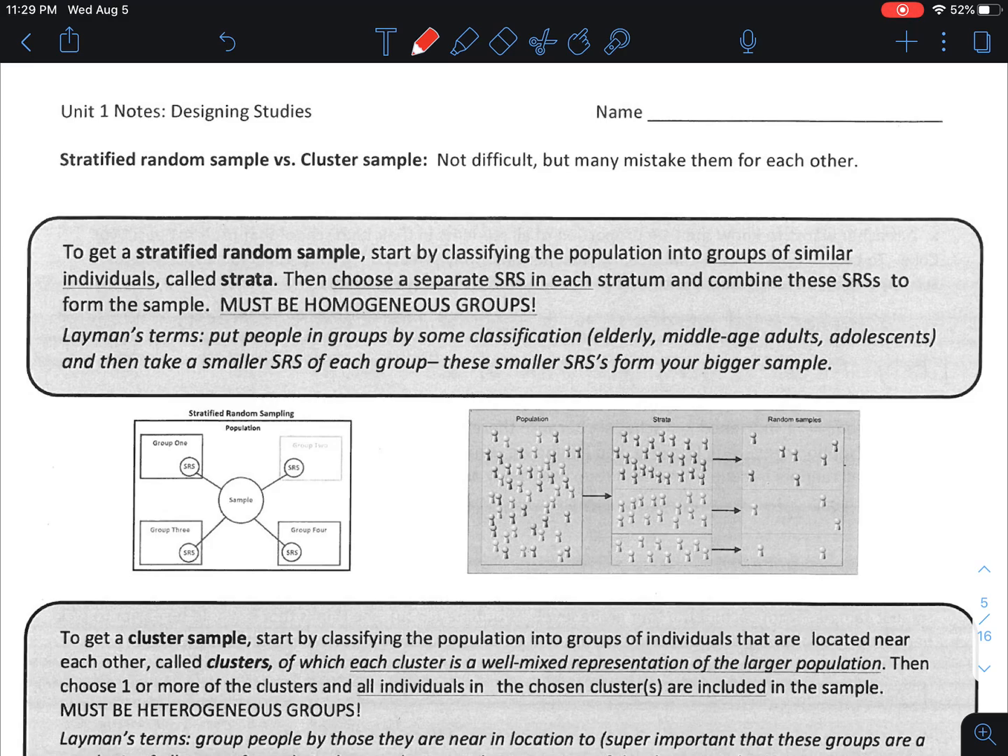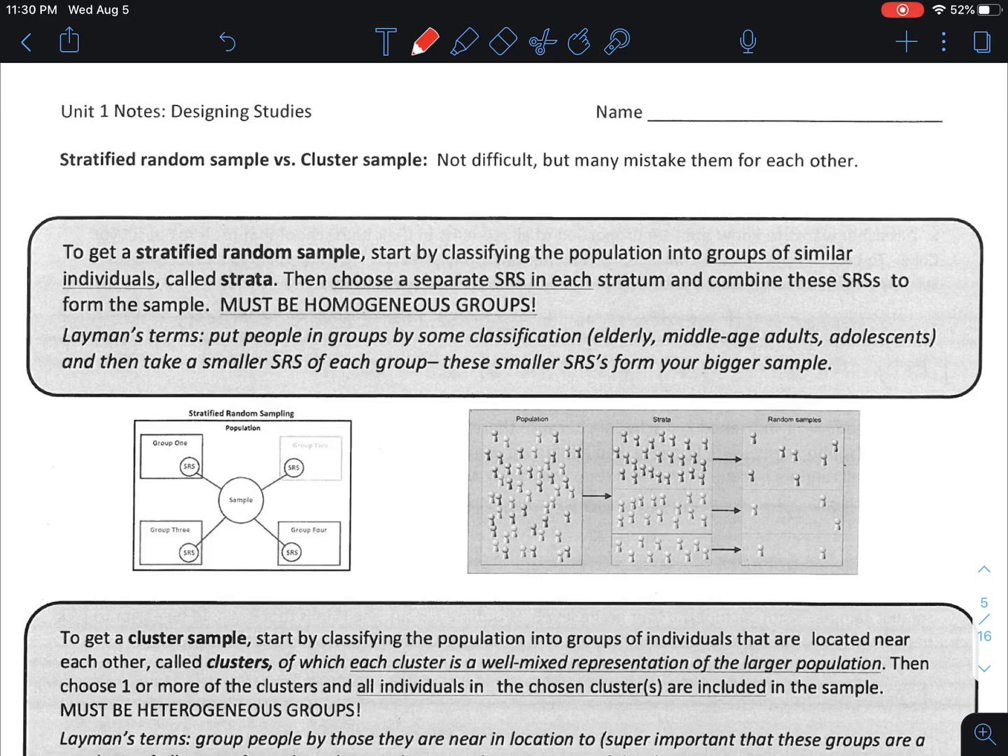Okay, there's a context by which they're the same, right? Not necessarily all boys, not necessarily all girls, but by age. Or you could say all band students, all orchestra students, all choir students. Those could be different things depending on what your question is. Then what you do in each separate group, so it'll go freshman, sophomore, junior, senior, 4 different groups, you choose an SRS in each strata or stratum.